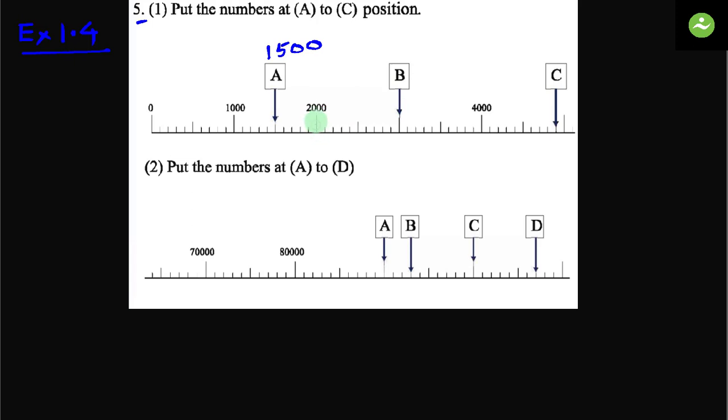We know from one big mark to another big mark is 1000. So after 2000 it should be 3000. This is 4000 and this should be 5000. But what about C? It is one small division less. So we know one small division is 100. So 100 less than 5000 means 4900. 100, 200, 300, 4, 5, 6, 7, 8, 9. So we can write 4900.